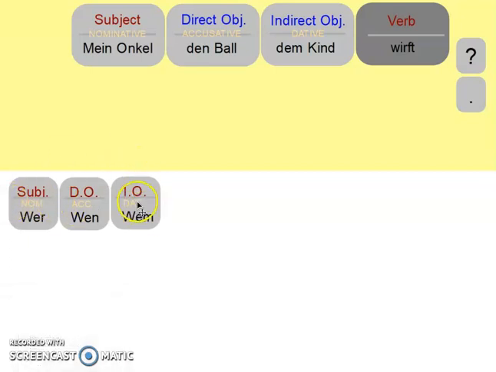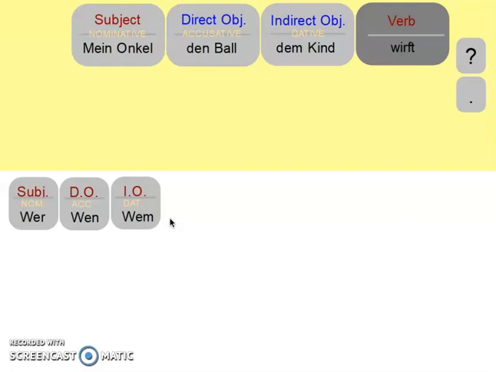We know which one to use based upon what answers that question word. So if I say, like, who is that? That's wer ist das? If I say, whom are you calling? That's wen rufst du an? If I say, whom are you giving the gift? That would be wem gibst du das Geschenk?